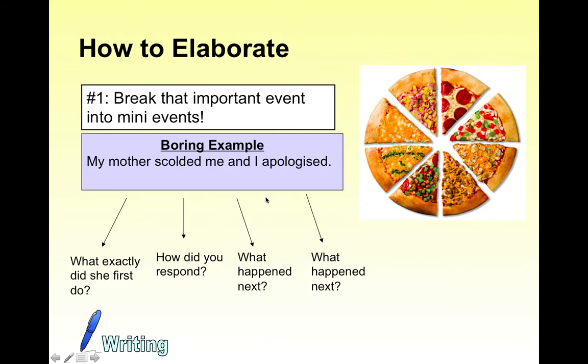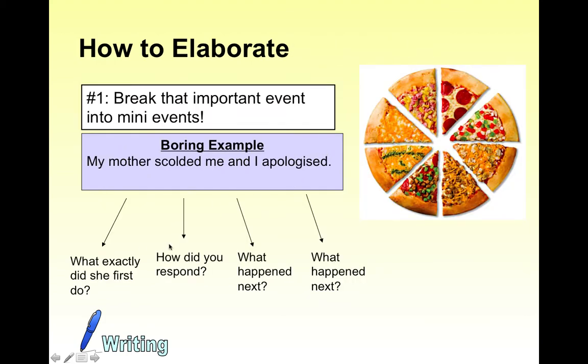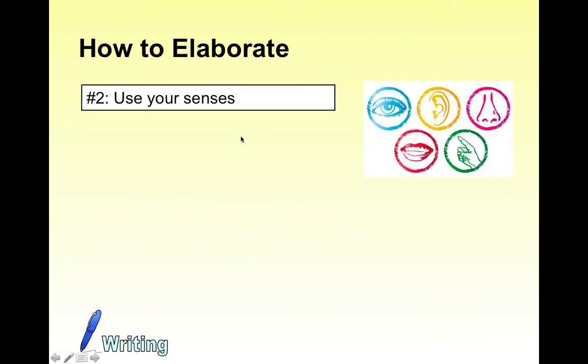So one important tip is to break that important event down into mini events, smaller events. So what exactly did she first do? She screamed first, okay? How did you respond? All right? And what happened next and what happened next? Okay? So break it down. Don't just tell me the whole thing in one sentence, okay? Break down the event. Second, every few seconds there's some action going on. So tell me all these little actions, these mini events.